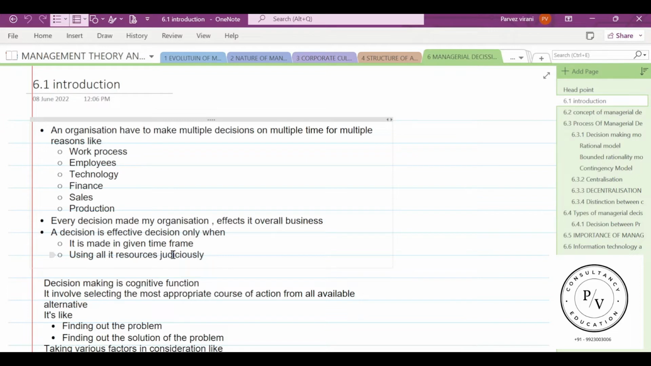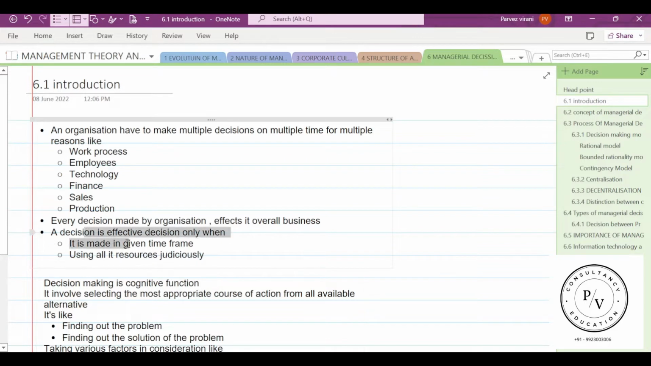finance, sales, and production. Every decision made by an organization affects its overall business. Just a minute. It should be by, not my. Okay, this is by. Every decision made by an organization affects its overall business.